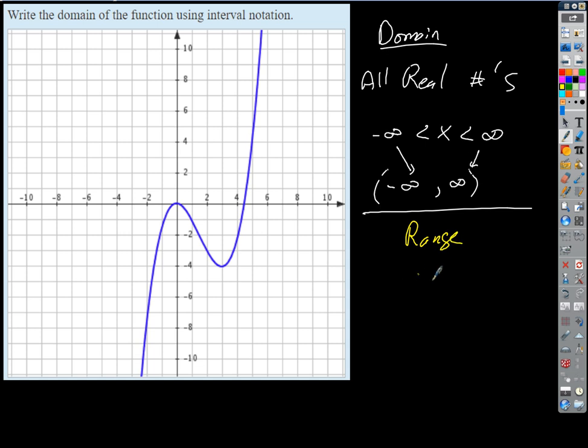So if we write it as an inequality, we have to use a y, don't we? What's it going to be? Is there any restriction on the range? Same thing then, isn't it? Y is greater than negative infinity and less than infinity, right? And if we write it using interval notation, it looks just like the domain because they're both unrestricted. Okay? Questions? You good with that?